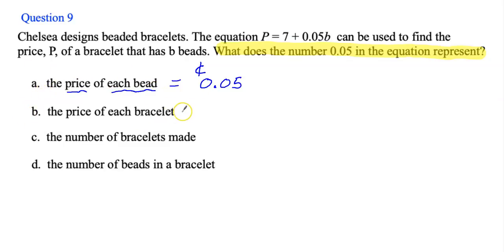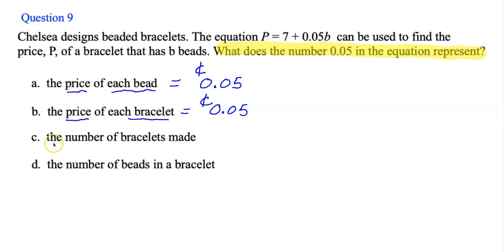Let's look at B. The price of each bracelet equals 0.05. Well, we're talking about price again, so I'm going to put a cent sign here. Does this make sense? The price of a bracelet is 5 cents. Well, it could, if it's not a very expensive bracelet. But I'm thinking this is kind of a little bit cheap for a bracelet, but I'll keep it.